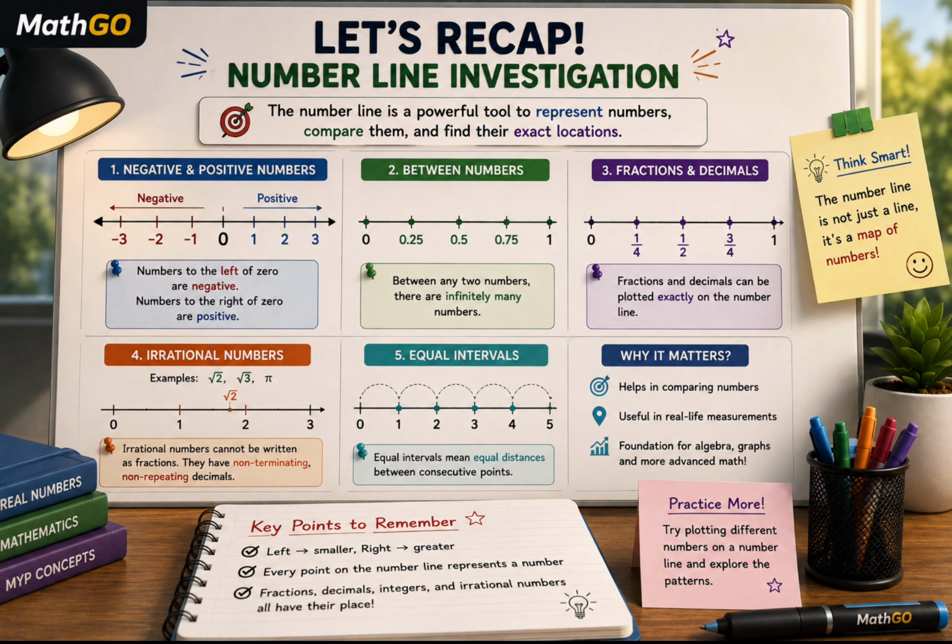Number 1. Numbers to the left of 0 are smaller, numbers to the right of zero are greater. Number 2. There are infinitely many numbers between any two distinct real numbers. Number 3. Fractions and decimals can be represented as exact points. For example, 1/2 can be represented as 0.5. Number 4. Irrational numbers such as root 2 also have exact positions. Number 5. Equal intervals represent equal distances. And finally, the number line helps us represent, compare, order, estimate, measure, and justify.